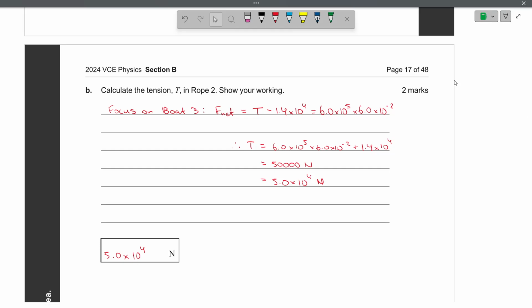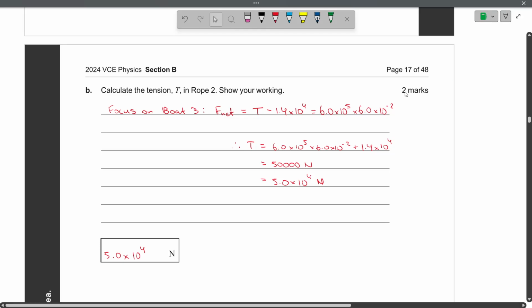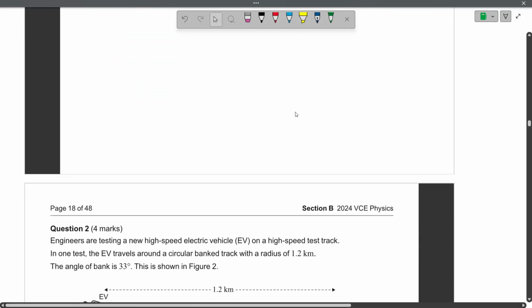Don't round too much. And also don't round in the middle of a question if you're going to use that number later on for another calculation. Try and keep everything as unrounded as possible. Okay, so that's question 1. Question 2.